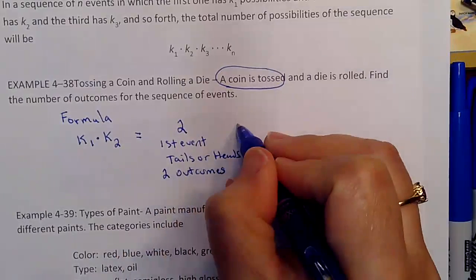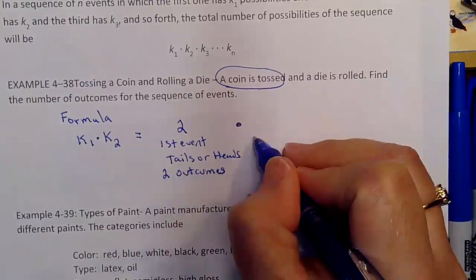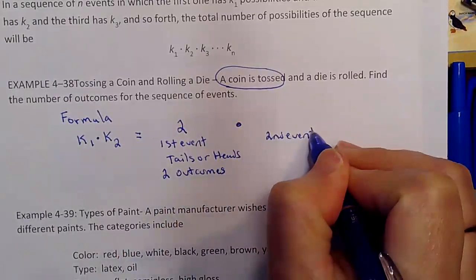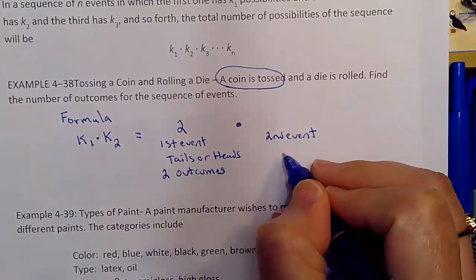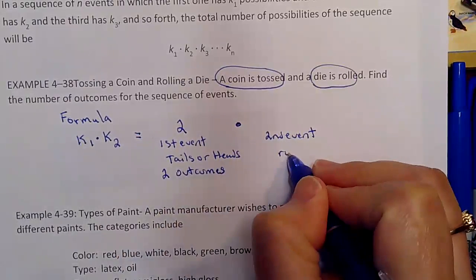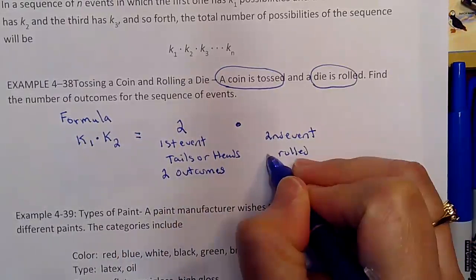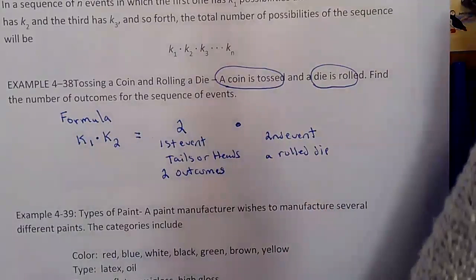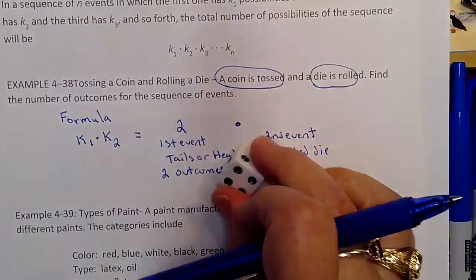Okay, and then times k sub 2. So this is your second event. Okay, and we're talking about a die being rolled. And you know, when you roll a die, look at the things that can happen, right?